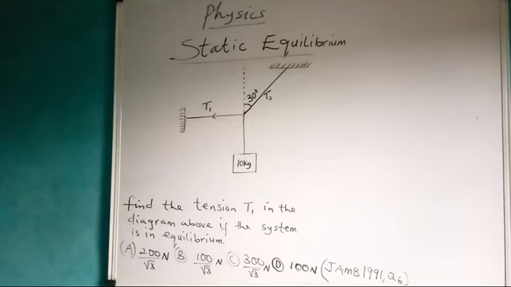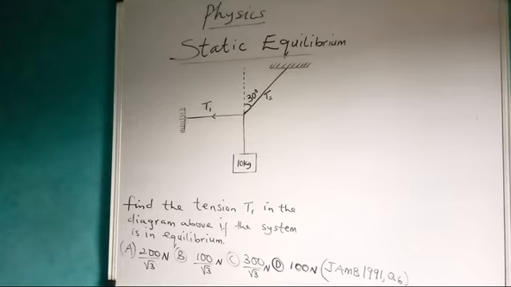Okay, we have another system on the board. We are going to solve this very system, and we're asked to look for tension T1 in the diagram, if the system is in equilibrium. It was JAMB question 1991, question 6.